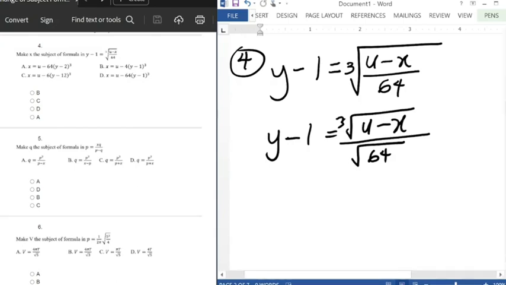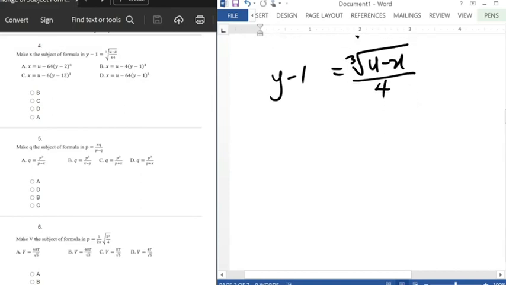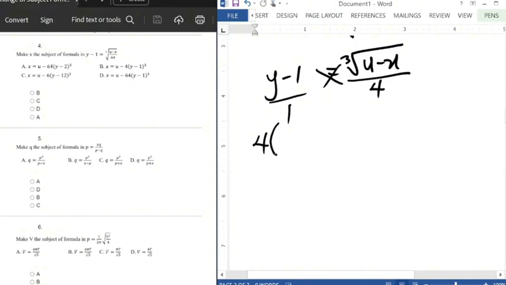So that is cube root of 64. So you can find the cube root of this, and that will be cube root of u minus x all over 4. That's that, then y minus 1. So from here now, we can move further because this is a fraction. So we want to change the fraction, cross multiply, that means 4 into y minus 1 equals cube root of u minus x.